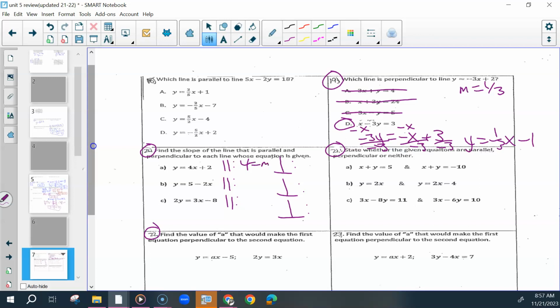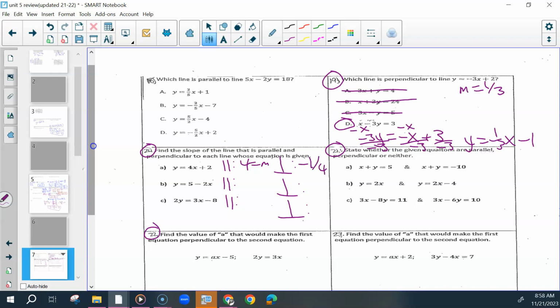What would the slope that's parallel? No, let's do the perpendicular. So what would the perpendicular of A be? We take it, flip it, and make it negative. Negative 1/4.